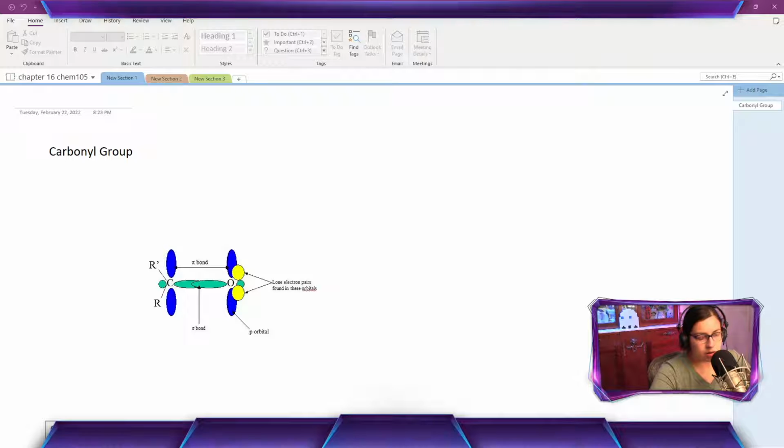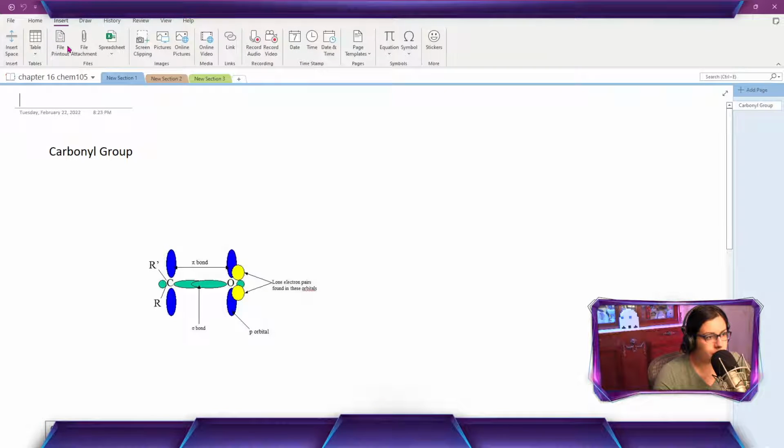So now we're going to start chapter 16. So chapter 16 is aldehydes and ketones.